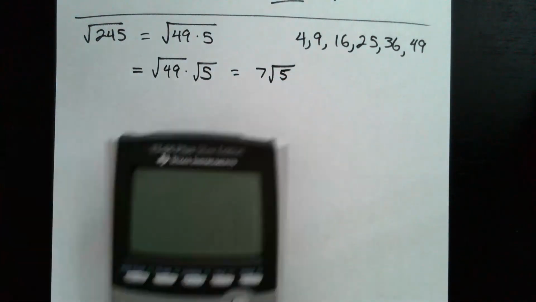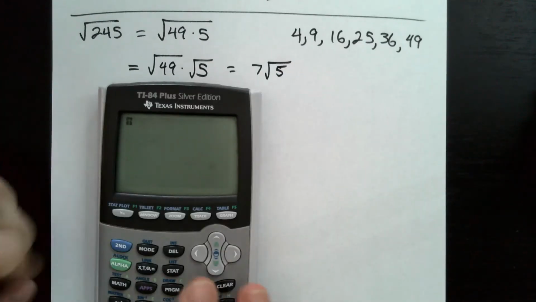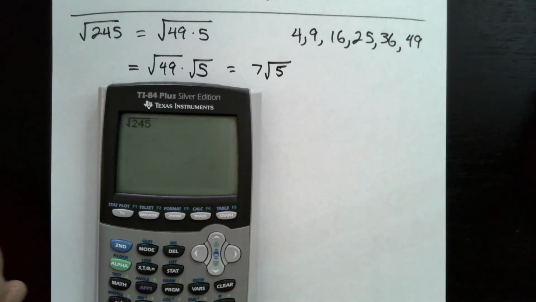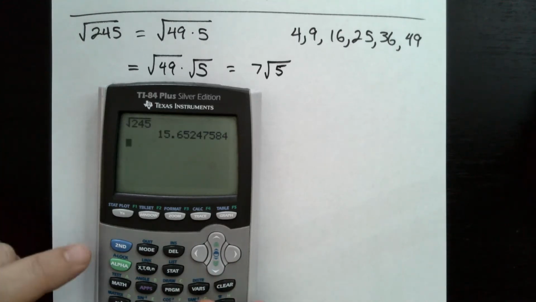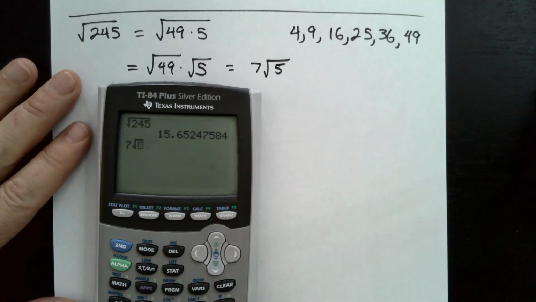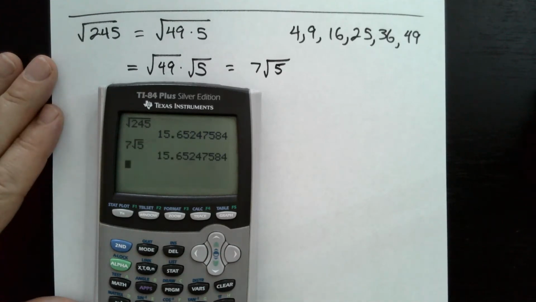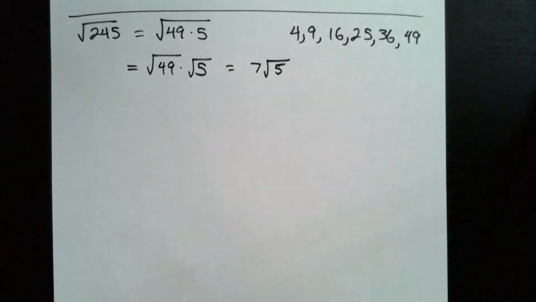Okay, let's check to see if we got it right. So the square root of 245 is that decimal number, and then 7 times the square root of 5 is the same decimal number, so we did indeed get it correct.